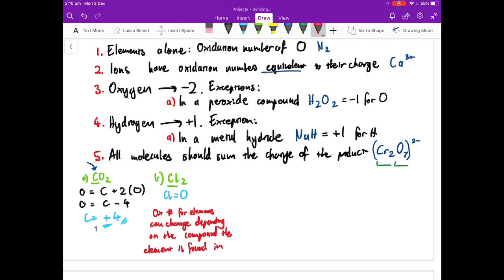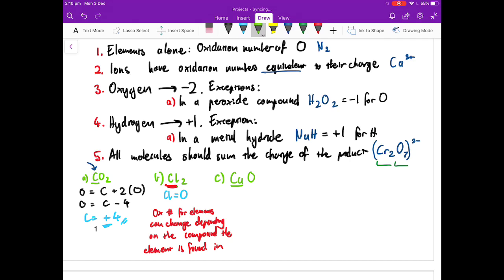So just because Cl has an oxidation number of 0 in Cl2 doesn't mean it's always going to be 0. Depending on the compound we find it in, it could have a different oxidation number. So let's take a look at C. Let's work out the oxidation number of calcium in calcium oxide.